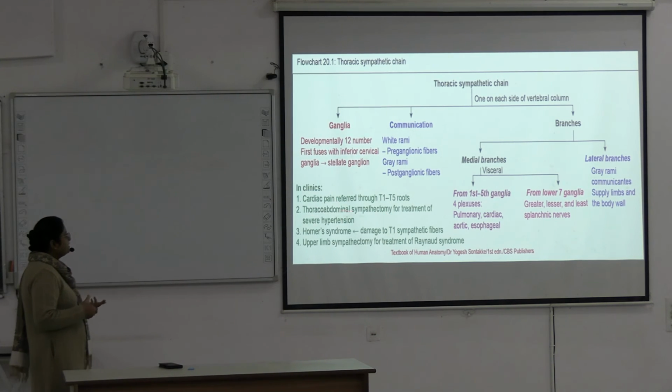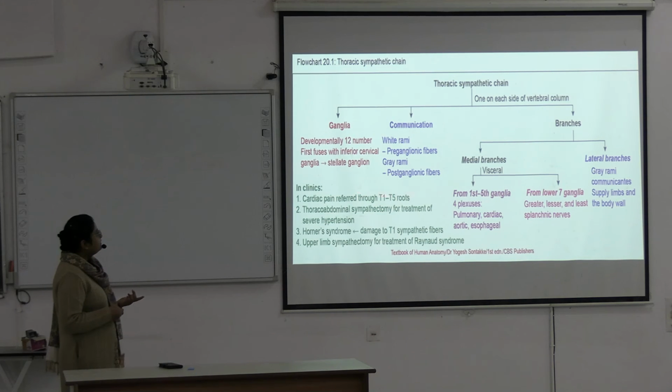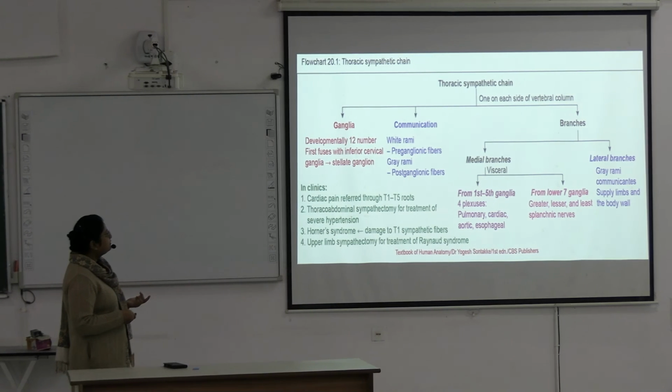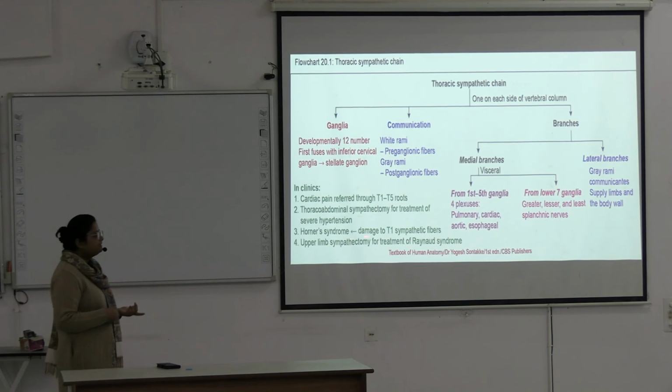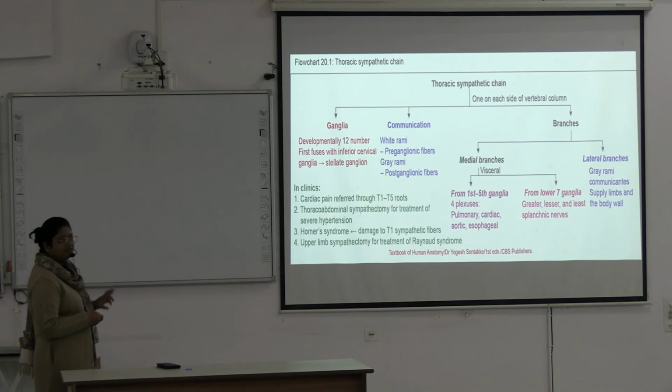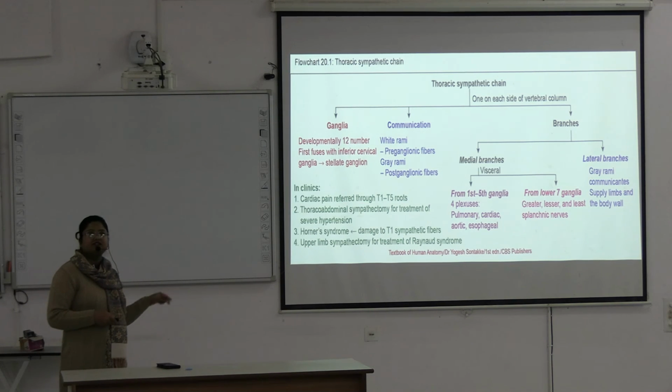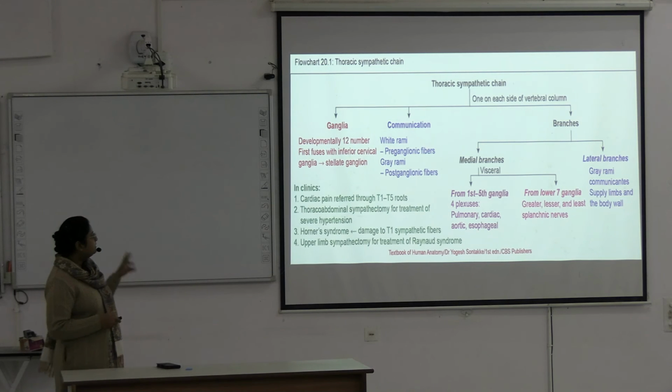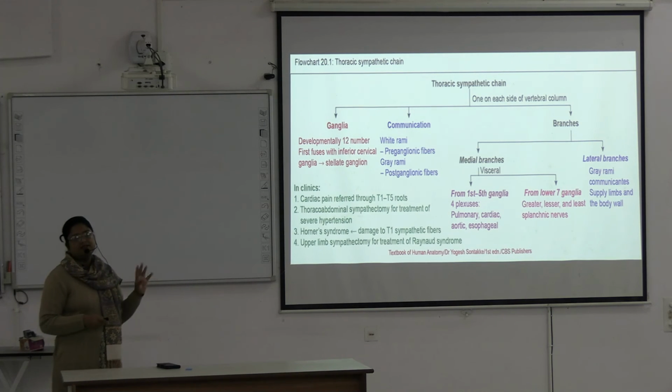And the clinical aspects have been discussed here. Cardiac pain is referred through T1 to T5 roots. Thoracoabdominal sympathectomy is done for treatment of severe hypertension. Horner syndrome occurs due to damage to the T1 sympathetic fibers or damage to the stellate ganglion. And upper limb sympathectomy is done for treatment of Raynaud's syndrome. These clinical aspects are very important for the sympathetic chain. All of these can come as a short note or an explain-why question.